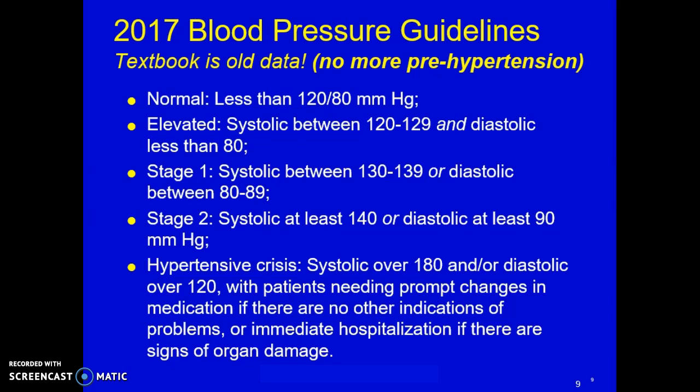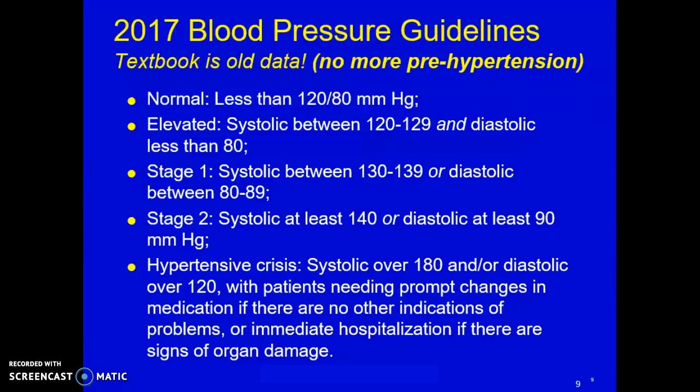So your textbook has old data in it, and I want to point that out to you because you want to make sure that you're studying your hypertension information in terms of actions based on the 2017 blood pressure guidelines. There is no longer a category for pre-hypertension like your book has. These are the levels that are the most current, so make sure you go by these.